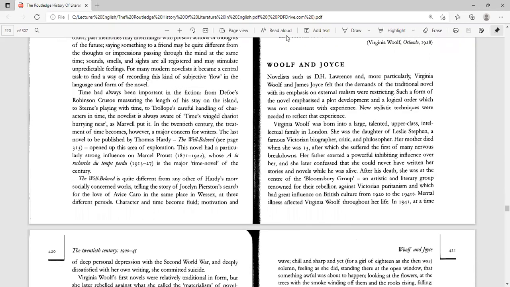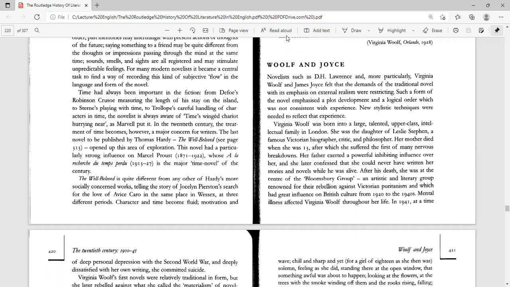Virginia Woolf was born into a large, talented, upper class, intellectual family in London. Her father, Leslie Stephen, was a famous Victorian biographer, critic, and philosopher. Her mother died when she was 13. Her mother was a typical Victorian lady, represented through the character of Mrs. Ramsay in To the Lighthouse.